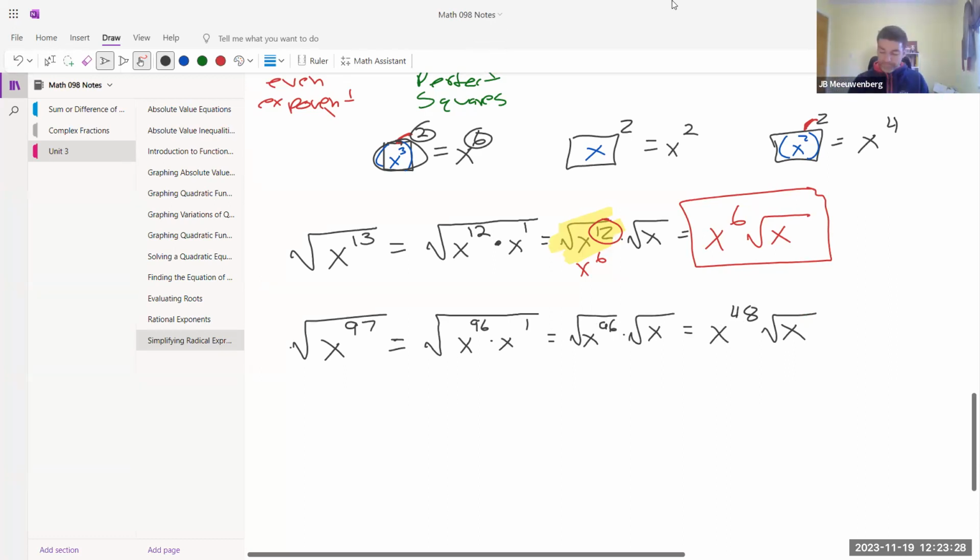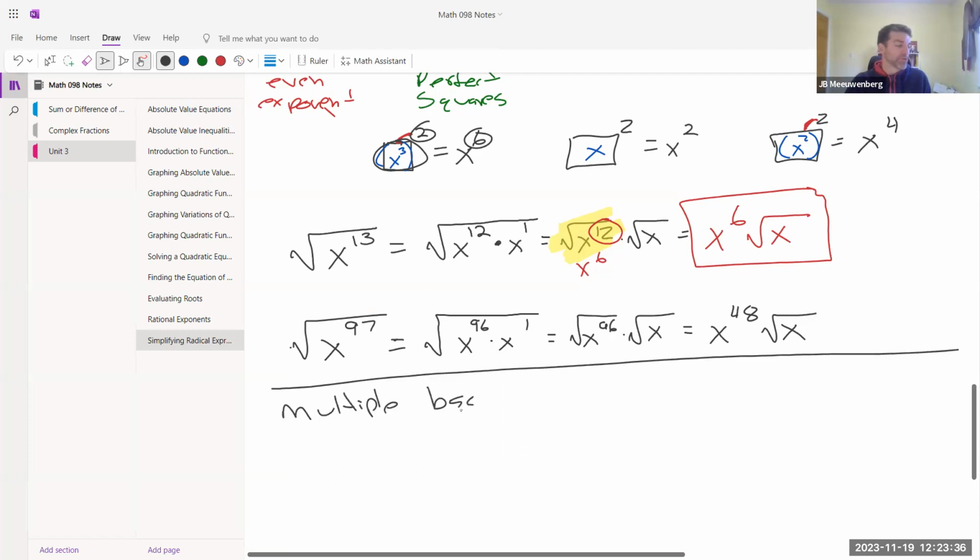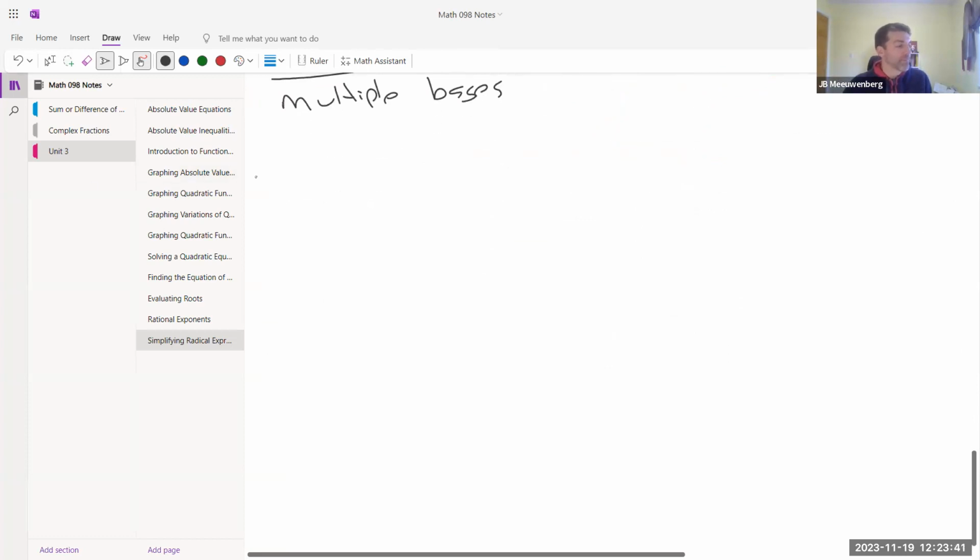These are challenging. What if I do multiple bases? So what do I mean by multiple bases? I mean, what if I put two variables on the inside? Let's go the square root of x to the 11th, y to the 10th. No, I don't like 10th. Let's make it y to the 8th. x to the 11th, y to the 8th.